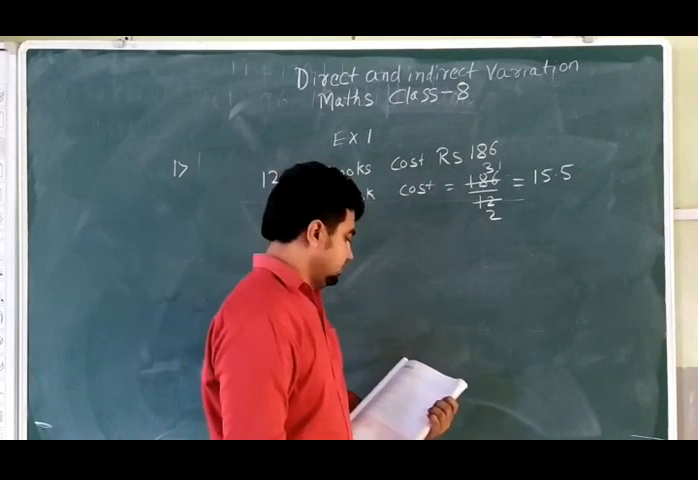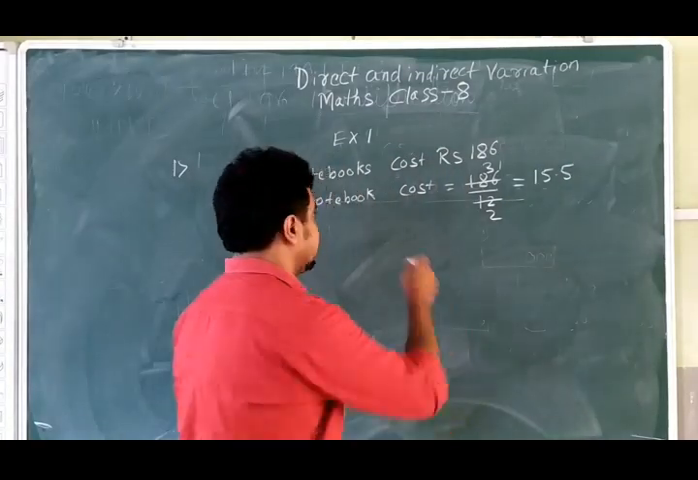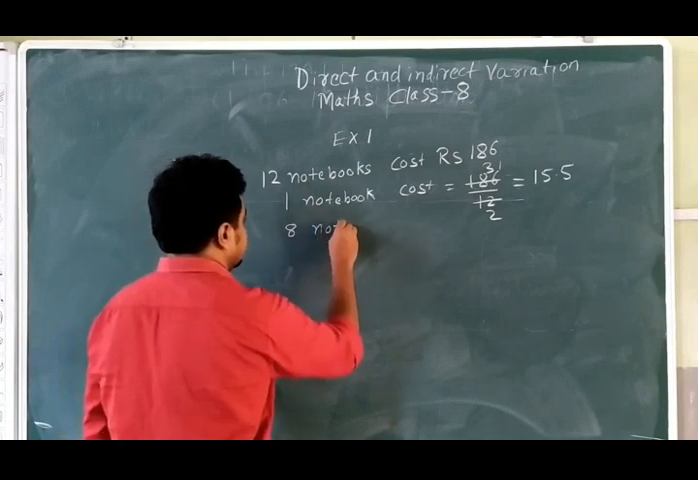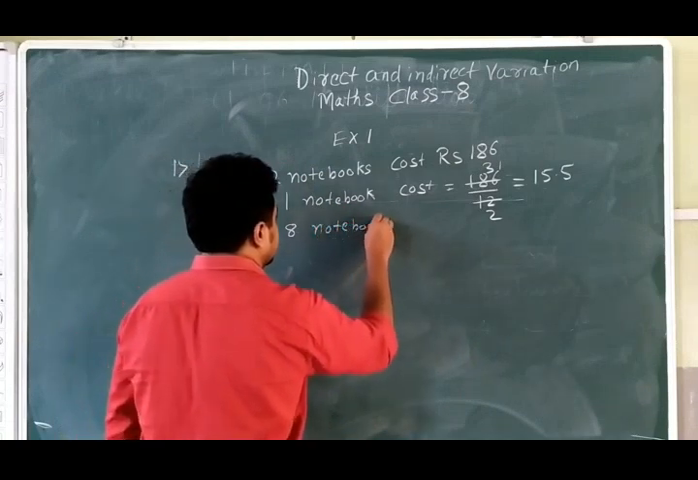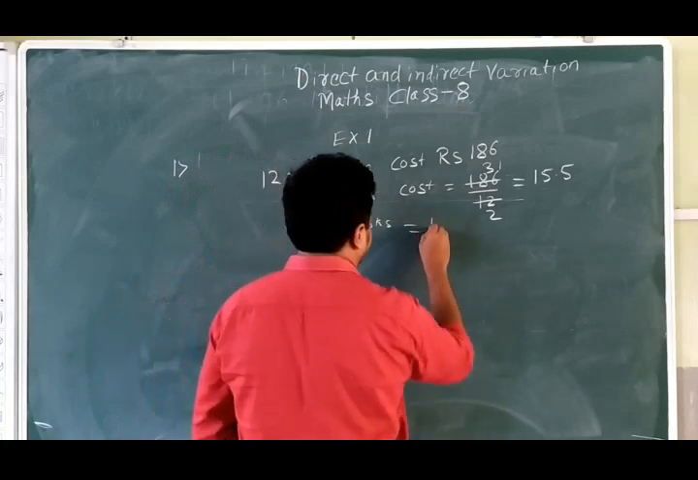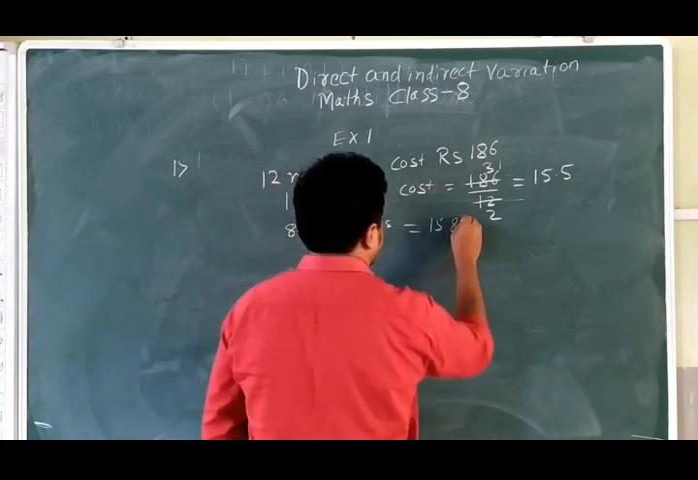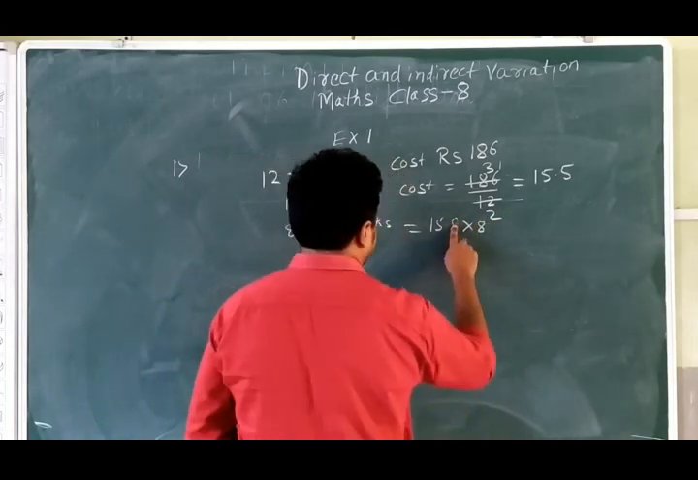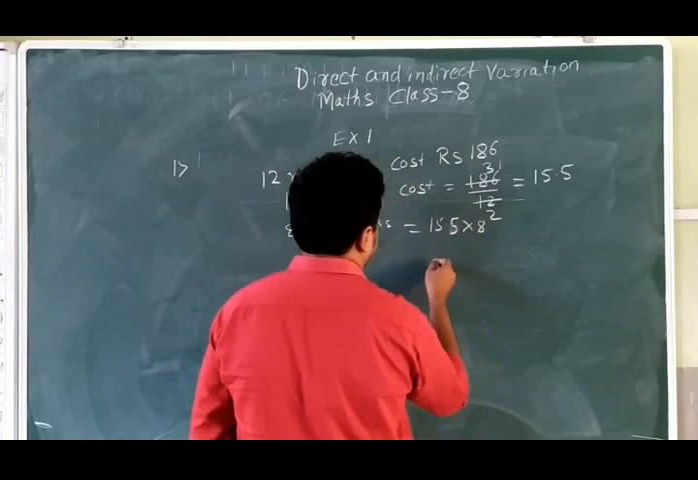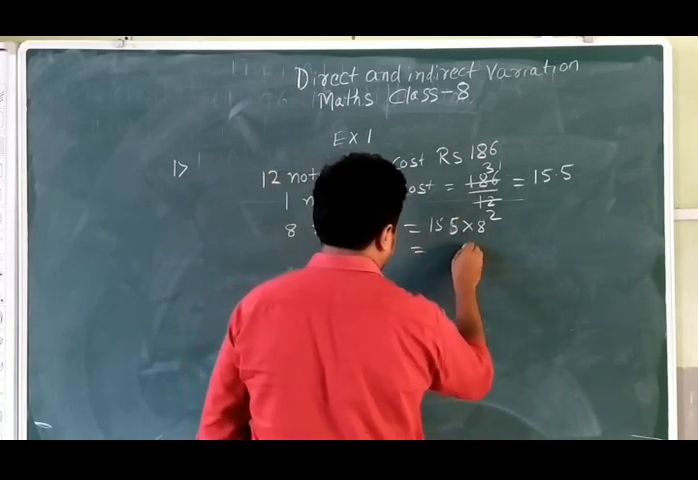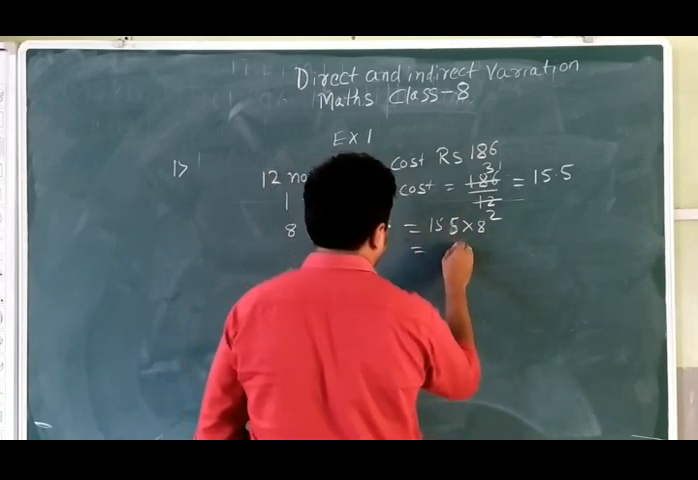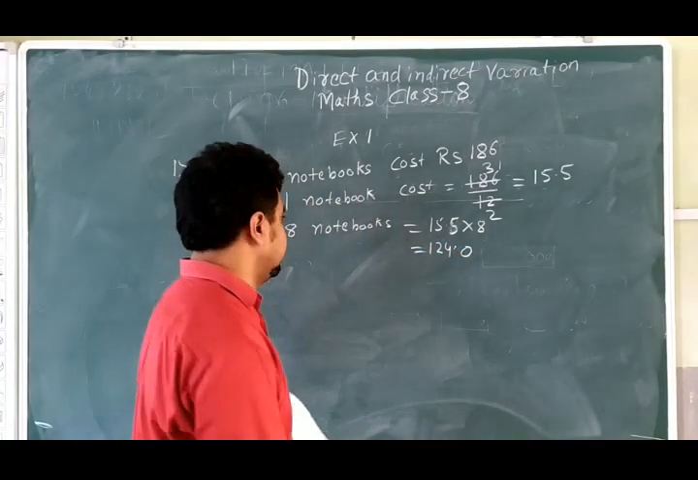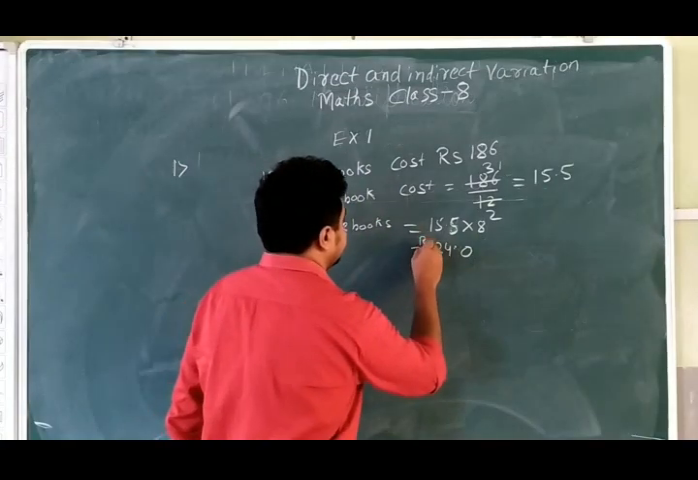Now the cost of such 8 notebooks. This is the cost of one notebook. 8 notebooks will be equal to 15.5 into 8. 15.5 into 8, so we will be getting 124. So this is the cost of 8 notebooks.